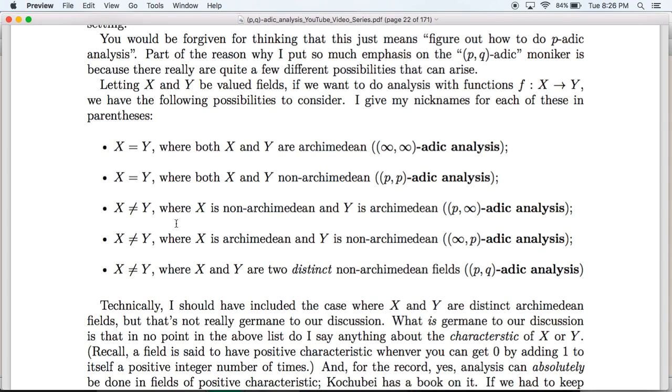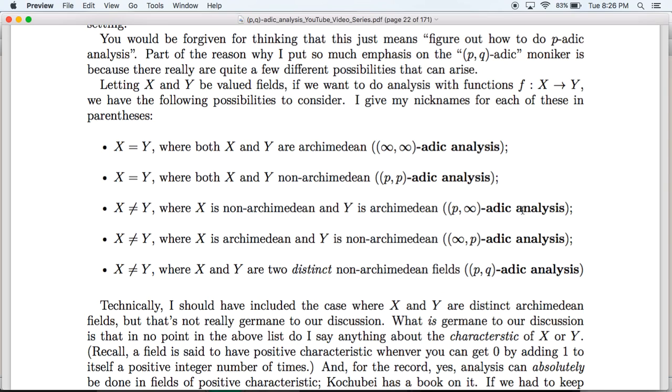Then there's the cases where x and y are different. We can have the case where x is non-Archimedean and y is Archimedean. This is P-infinity adic analysis. This one here was first made famous by the late great John Tate in his famous thesis, Fourier analysis on number rings. I believe that's the title. What he does is he shows that the zeta function's product formula can be realized as a product, literally, of zeta functions of P-infinity adic type, one for each prime P.